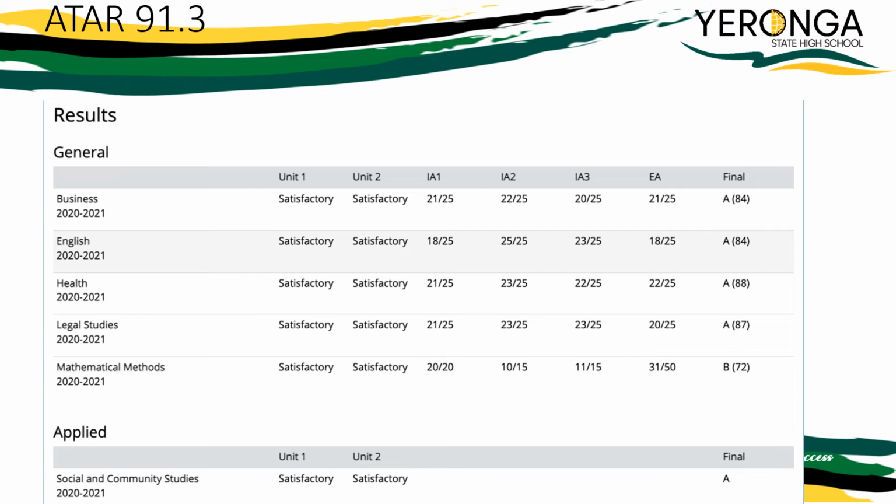Here's an example where a student received an ATAR of 91.3. Here they studied business, English, health, legal studies, maths methods, and where they studied applied subjects for social community studies in Units 1 and 2 in Year 11. Now remember, ATARs are based upon Units 3 and 4, and in this case it looks at IA1, IA2, IA3, and the external exam. Here we can see the student achieved an A in 4 of the general subjects and a B in maths methods. QTAC calculates this ATAR by scaling them, and in this case the student received a 91.3.